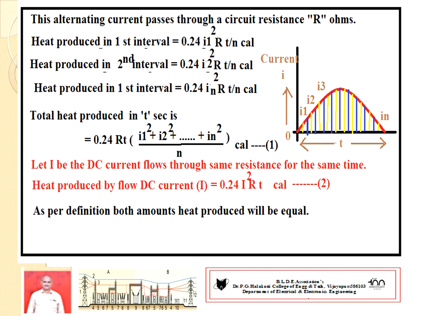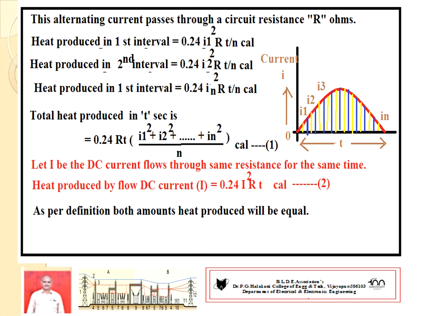So we are going to get heat produced for nth interval equal to 0.24 I n square R into T by n calories. So I want to calculate total amount of heat produced in t seconds. Hence you make algebraic sum of all terms. So 0.24 RT remains constant for all terms.